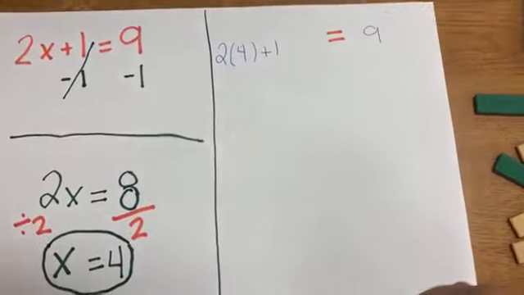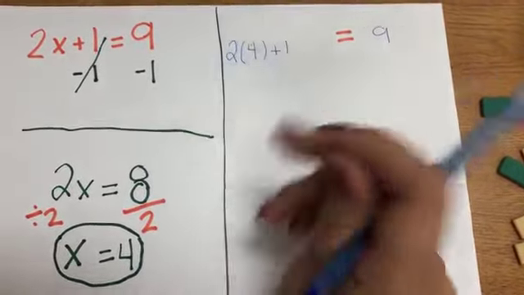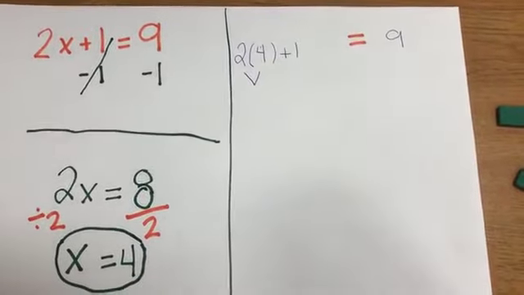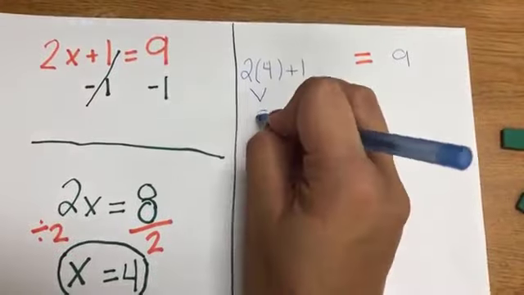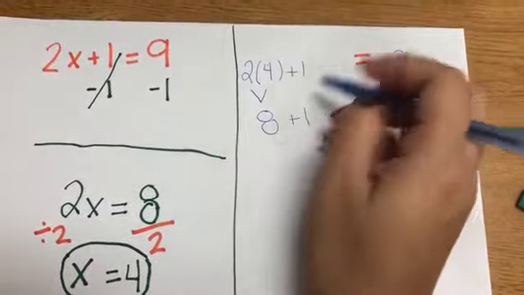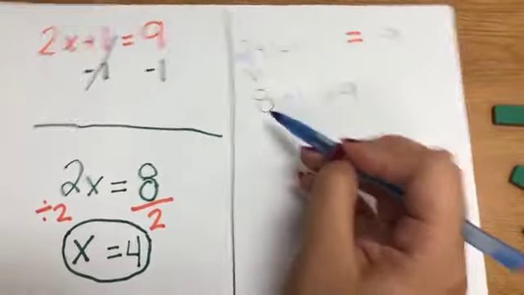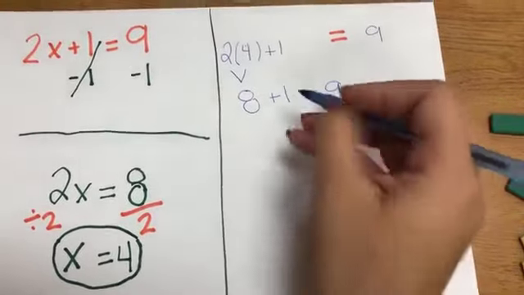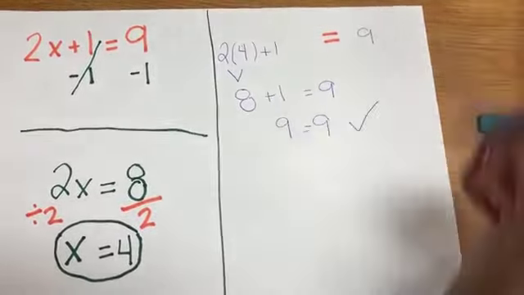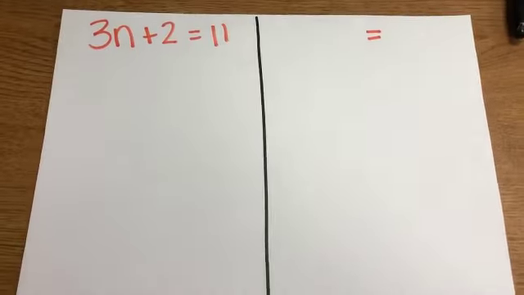and then that should equal 9. And if we remember our order of operations from 6th grade, we know that we need to multiply first. So I have 2 times 4. 2 times 4 gives me 8. And then if I add this 1 that's remaining from over here, it should equal 9. And I know that 8 plus 1, that does equal 9. So 9 is equal to 9. That means that this is correct. So x will equal 4.